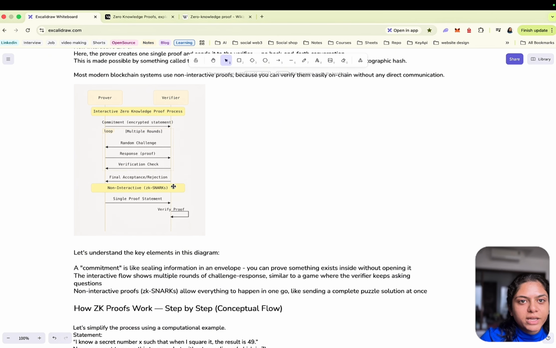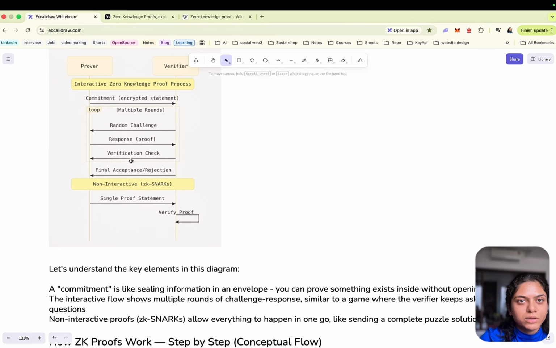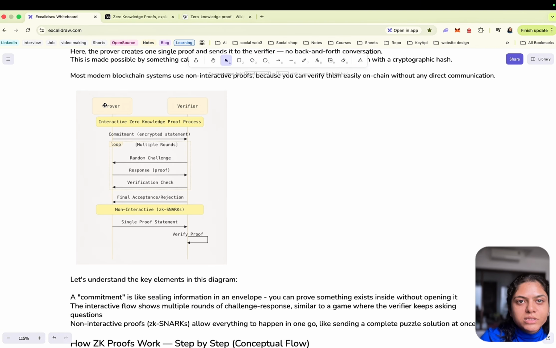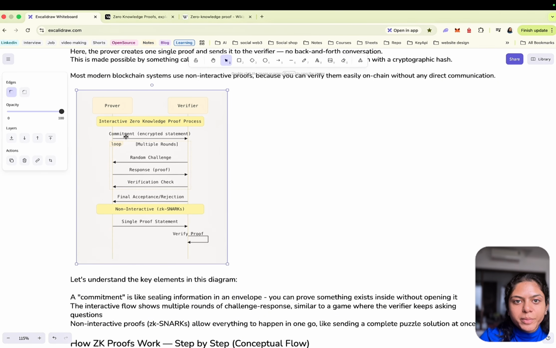Here is one diagram, we can zoom in. Here are the prover and the verifier, and they go through an interactive zero knowledge proof process. First is the commitment, an encrypted statement. A commitment is like sealing information in an envelope, so you can prove that something exists inside without opening it. The interactive flow shows multiple rounds without opening the envelope.